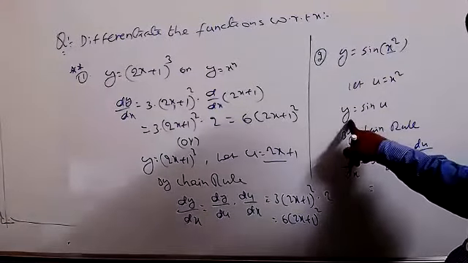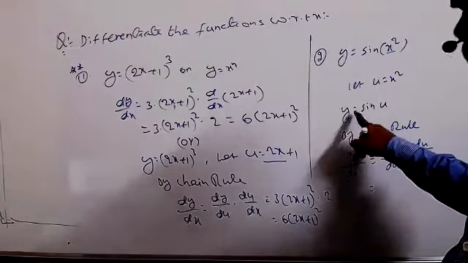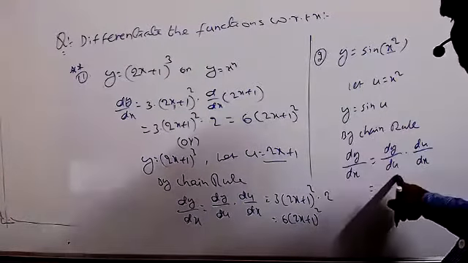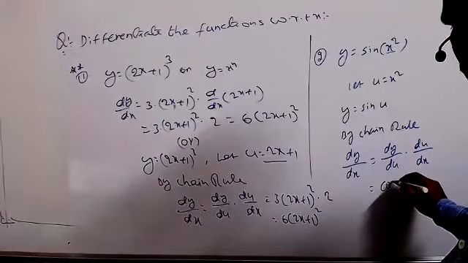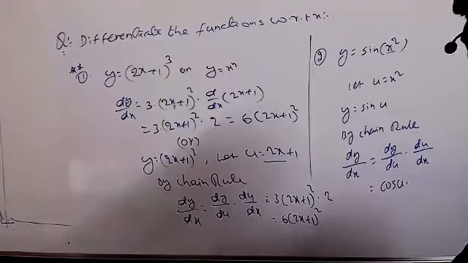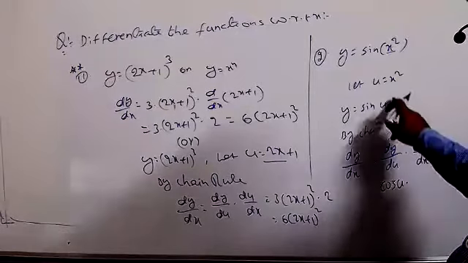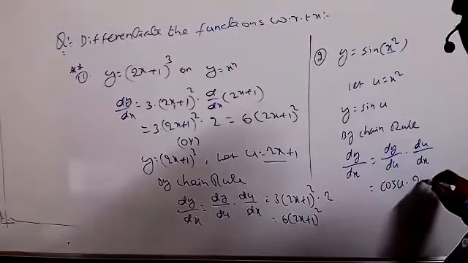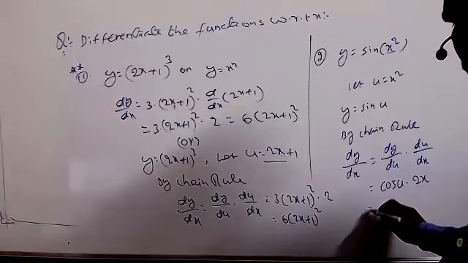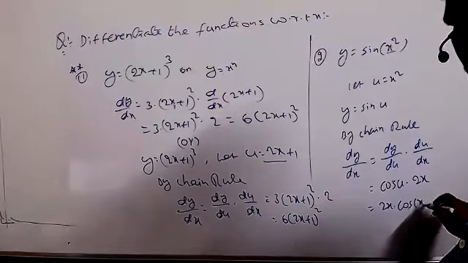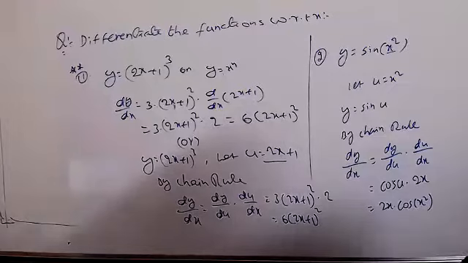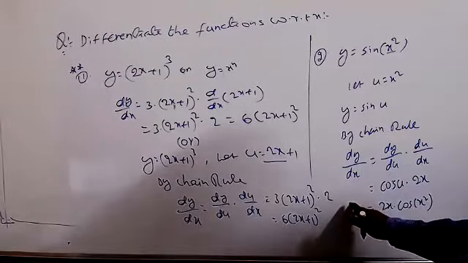Derivative of y with respect to u: differentiation of sin u gives cos u, into differentiation of u with respect to x, which is 2x. So the answer is 2x into cos u, and u equal to x square. So we got the same answer, 2x into cos x square. This is by using chain rule.